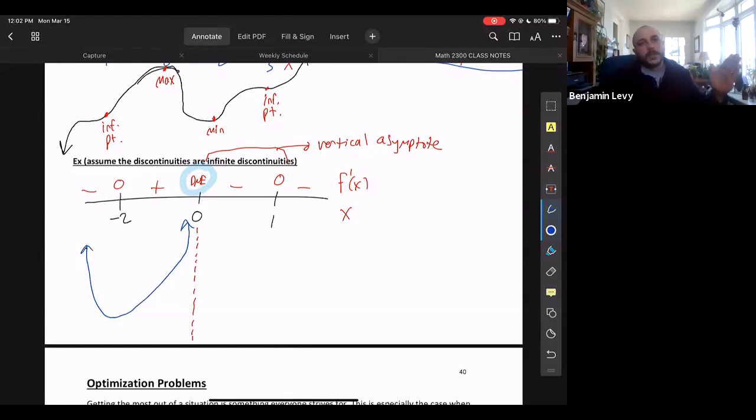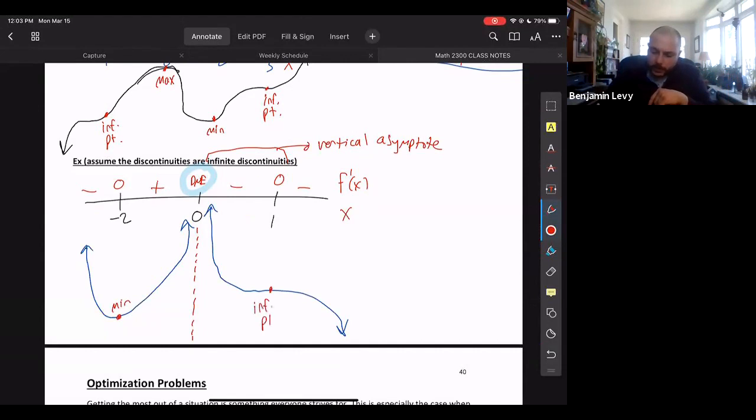And then since we're moving left to right, this next part being negative means that it's going down, and it's coming down from the infinite discontinuity. And so that would be like this, right? Going down, flattening out, and going down again. And so in this particular one, you see we have a min here, and then this ends up being an inflection point. This is our sketch of the function.